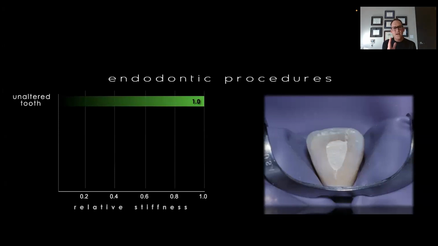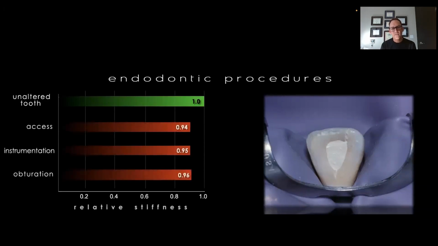They are pushing on it, and so it flexes, right? A certain amount it flexes. And then they're going to do endo. They're going to access, instrument, obturate, and each time they're going to push on it again to see, does the endo make the tooth weaker?